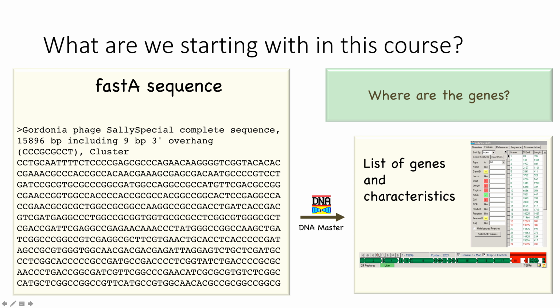And what DNA Master will do for us is predict where all the genes lie. And we can see this in a couple different ways. There's output that shows us the list of genes, what their starts are, and usually you can see what the stop is too. We can also see below this map that shows us where these genes lie and what orientation they are. These are all forward genes in green, and the red ones show us genes in the opposite orientation.